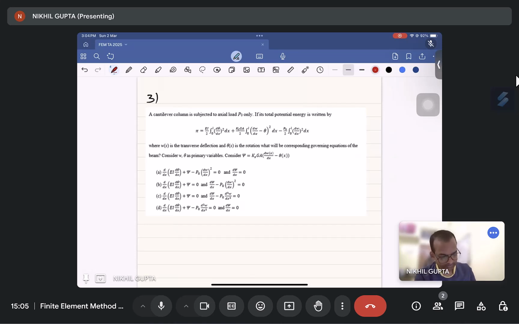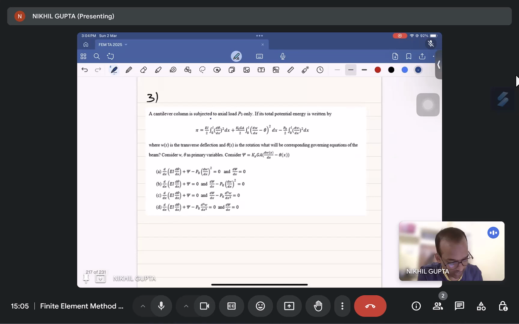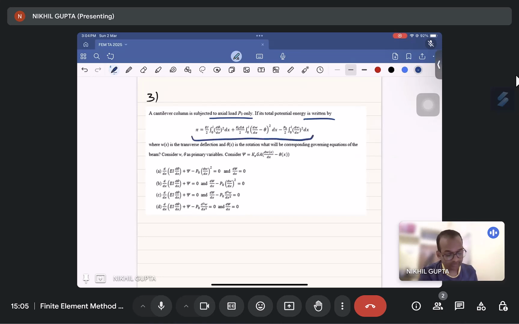So this is the third question. Apart from theory, let's solve this question. It says a cantilever column is subjected to axial load P naught only. If its total potential energy is written like this, by looking into it we can directly say, since the ksGA terms are coming, that it is a Timoshenko beam. They have defined W as the transverse deflection, theta as the rotation, and they have asked what will be the corresponding governing equations of the beam. Consider W and theta as primary variables, and a different psi is also mentioned like this. So let's start solving this problem.